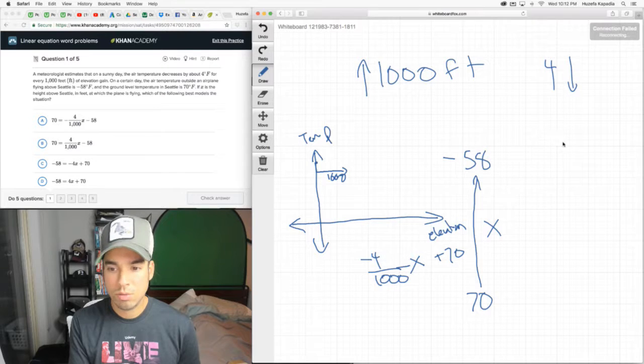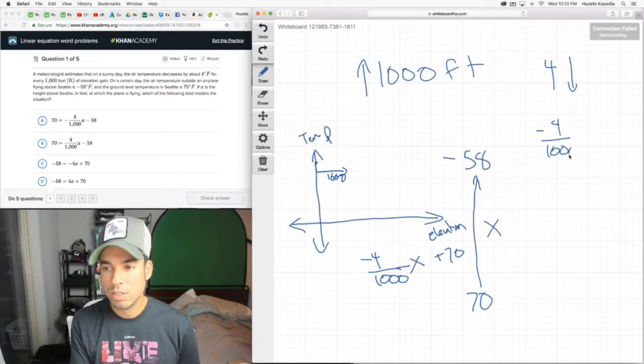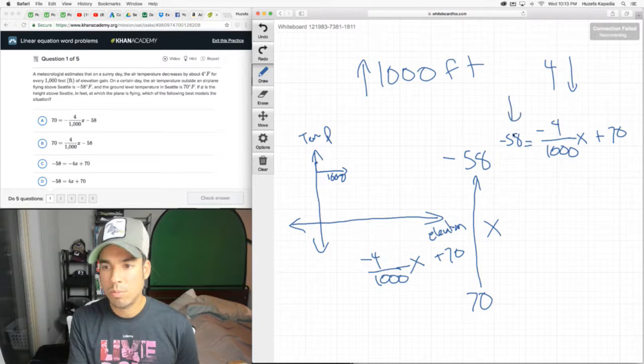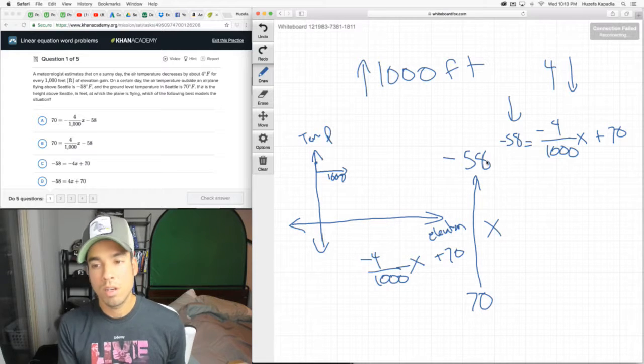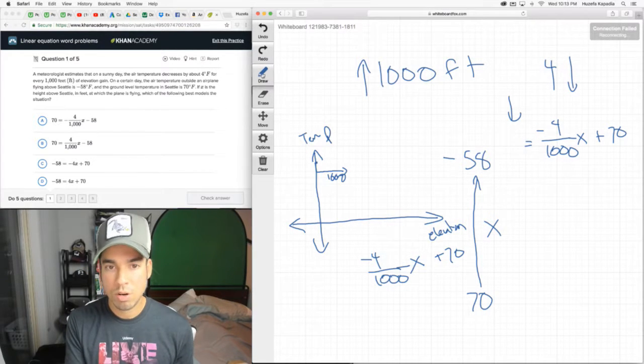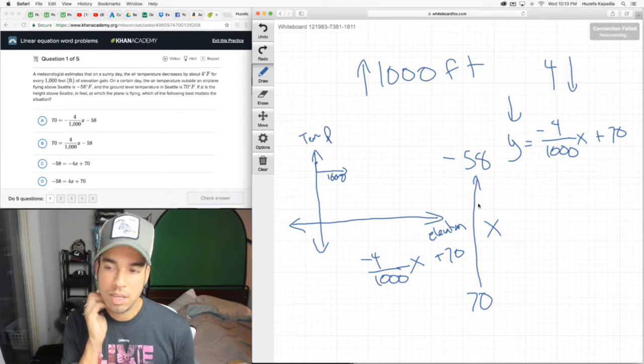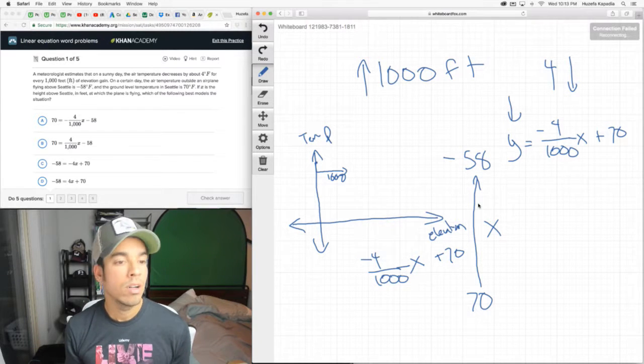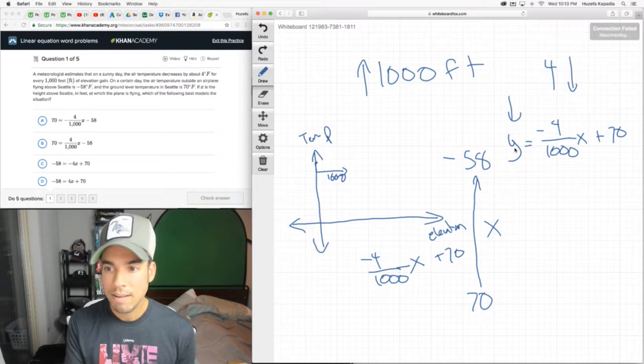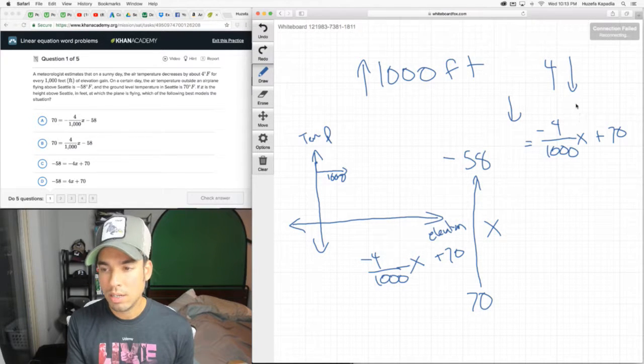So let's think about it like this. We've got negative 4 over 1,000 times x plus 70 equals, and then what are we talking about? That would equal basically our negative 58. This is basically our target temperature. Let's not even put 58 in yet. First, let's put in just our y, where y is the temperature and x is the elevation, which is what we're trying to find. This is essentially what models our situation, and then we want to know what is the height for this guy when it hits negative 58.